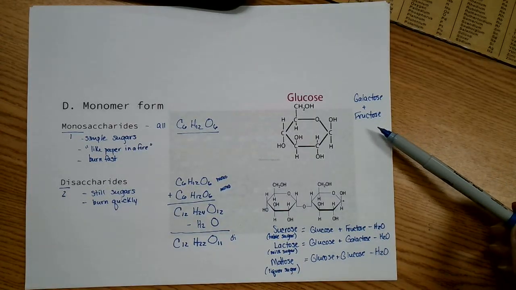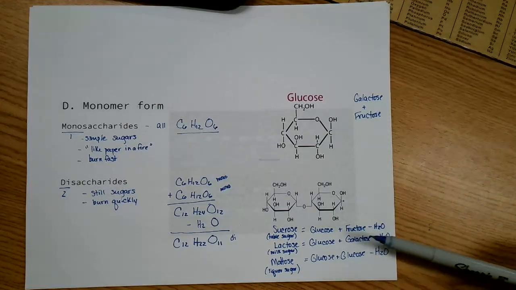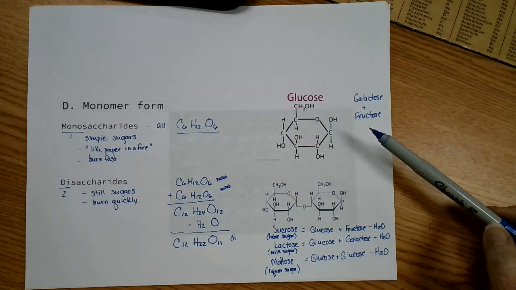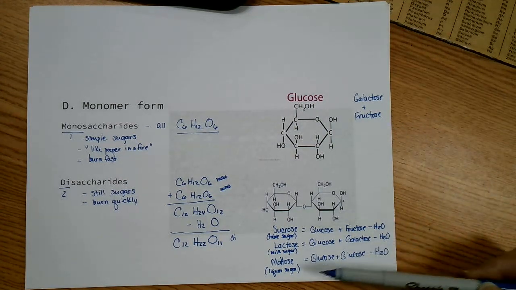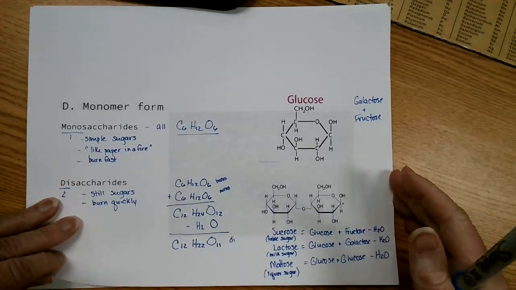And even high fructose corn syrup, they think it's so bad. It's sugar. Sugar is sugar is sugar. Whether it's a disaccharide or a monosaccharide, it's still going to burn up in your body. So if you drink high fructose corn syrup, it's just the same as drinking lactose. A lot of your milk has a lot of sugar in it. Believe it or not, milk is high in sugar. Okay. So that's our monomer form.